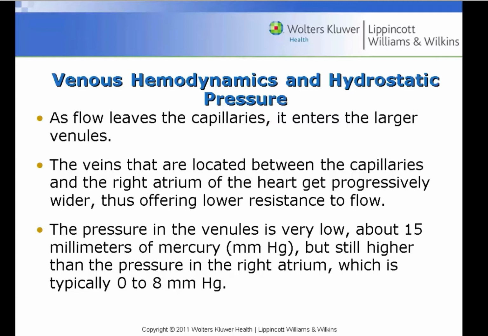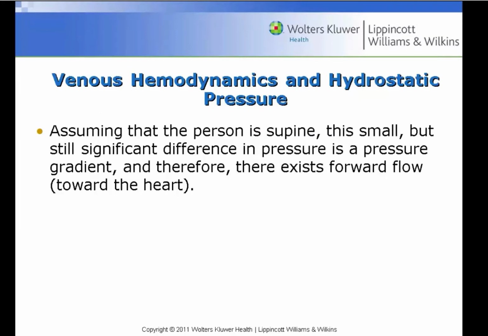The pressure in the venules is very low, about 15 millimeters of mercury, but still higher than the pressure in the right atrium, which is typically 0 to 8 millimeters of mercury. So again, we need things to go from a high pressure to the low pressure. That's why our veins get larger when we get closer to the heart. Assuming that the person is supine, small but still significant differences in pressure make a pressure gradient. So therefore, flow can exist.